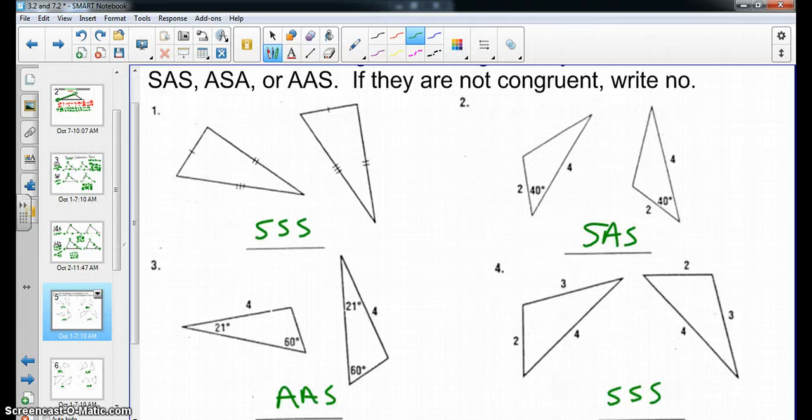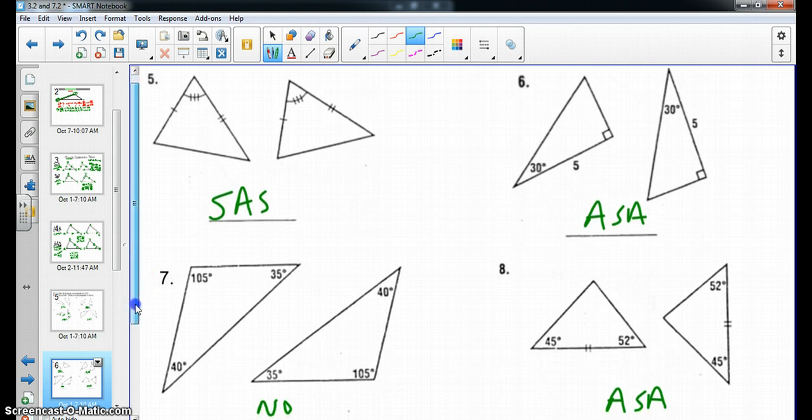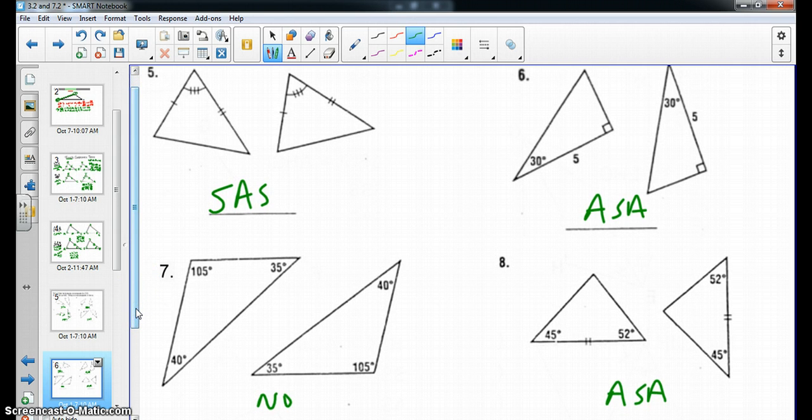Here are the answers for 2, 3, and 4. Please notice on 3 we have angle, angle, side, angle, angle, side. And for 5 through 8, the only one of these that is no is 7. We cannot prove triangles by angle, angle, angle. We do not have a postulate for that.